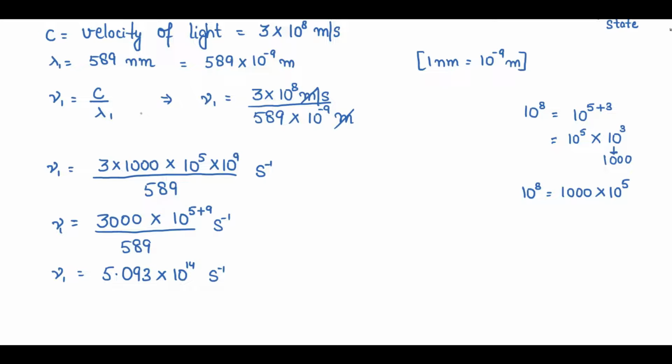Now we will find the frequency of excited state 2. For this we'll use the formula nu 2 equal to c by lambda 2. Now c is definitely velocity of light and its value is 3 into 10 raised to power 8 meter per second.